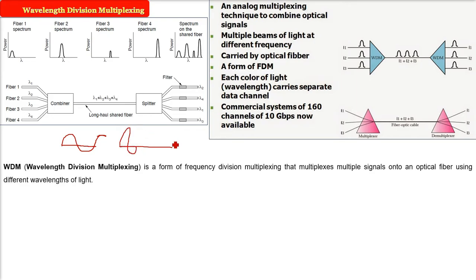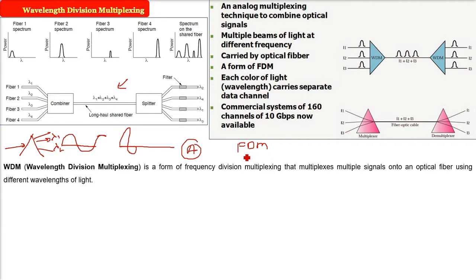Now, if you pass white light through a prism, it will give you all the different colors, different wavelengths. So this WDM, wavelength division multiplexing, is a form of FDM only, frequency division multiplexing. It is an analog multiplexing technique where we combine optical signals, so multiple beams of light at different frequencies. We are talking about optical fiber.